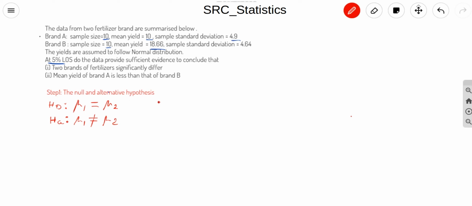So from the alternative hypothesis we can see that it contains the not equal to sign. That means this is a two-directional alternative hypothesis and the test will be a two-tailed test.